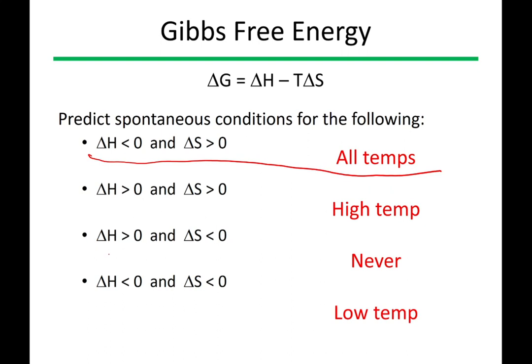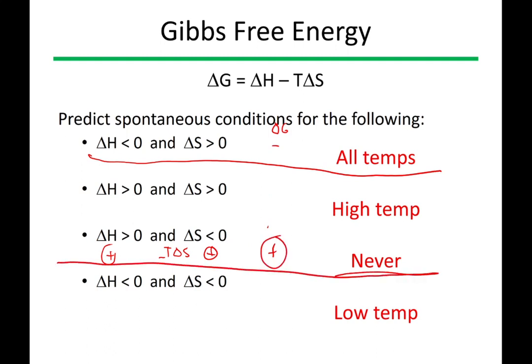If we look at this one here, if delta H is positive and delta S is negative, negative T delta S will also be positive, and so delta G will always be positive. And so this one will never be spontaneous. These two are a little trickier, and this has to do with the relationship of temperature to this T delta S term. So if delta H is positive and delta S is positive, negative T delta S is a negative term. So if we increase temperature, the negative will be bigger.